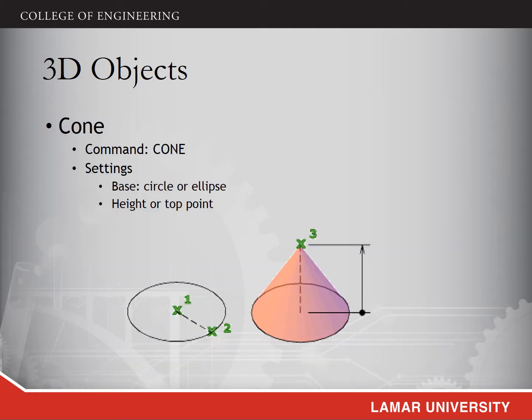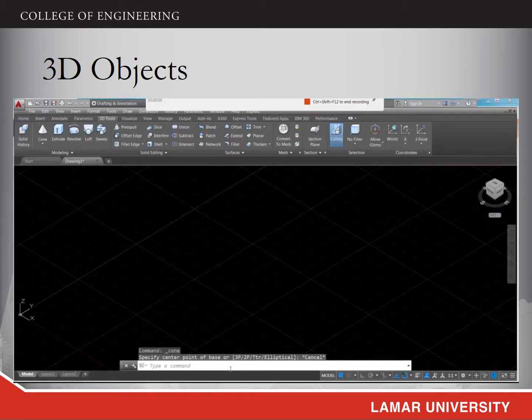The next three-dimensional object we will learn is the cone, and the command is just cone. Basically, the base of the cone can be either a circle or an ellipse. You can use the regular two-dimensional drawing skills to complete the base. And then you just need to specify the height or the top point to complete the generation of a new cone. In order to generate a new cone, you have to call the command cone or go to the toolbar and find the cone icon.